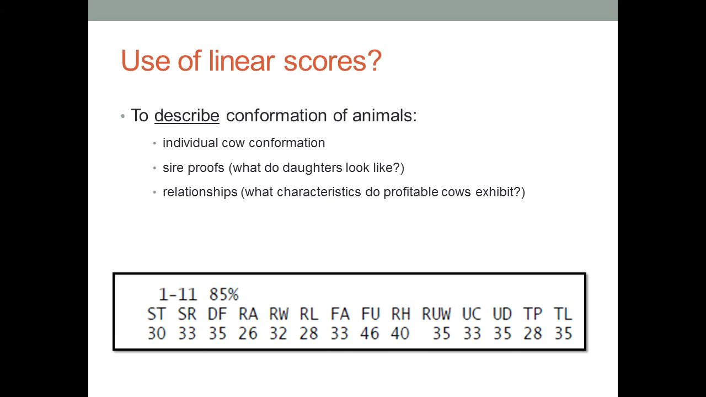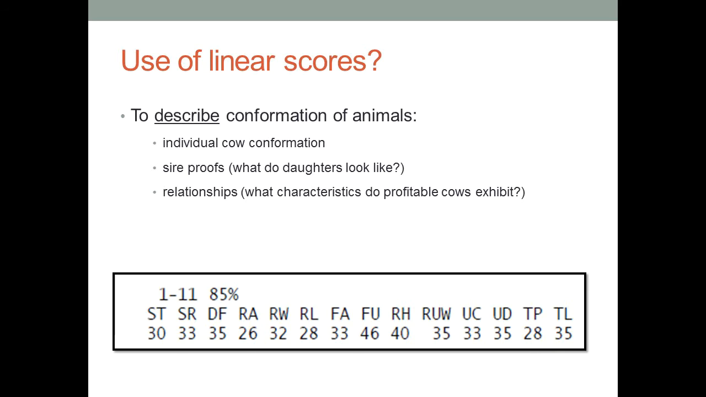Also, we can attach this data to data from this same cow: her milk production and her longevity. This is really valuable. If we can pull together this kind of data, both descriptive type traits, production, and longevity data from thousands and thousands of cows, we can really discover what traits are predictive of profitability. What do high-producing, long-lived, profitable cows look like?